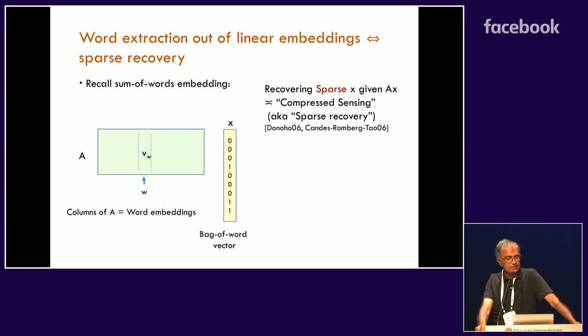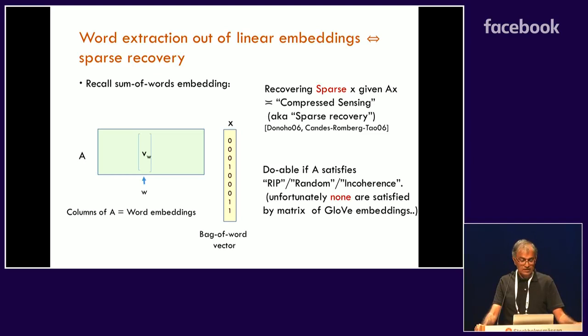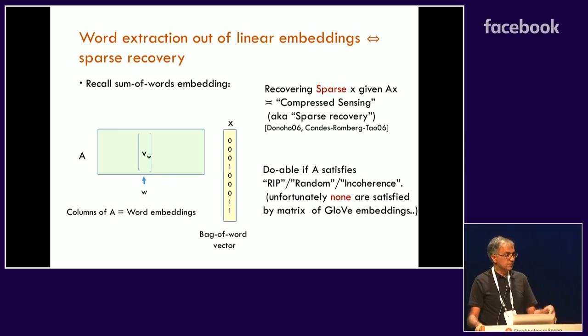Well, this is the famous field of compressed sensing, or sparse recovery, which is very well known in theory, where you're given, for some matrix A, the product A times x, where x is a sparse vector. It's sparse because it has 100,000 coordinates, and it's a vector for a short paragraph, say 100 words. So x is sparse, you're given A times x, and you're trying to recover x. Compressed sensing is doable according to this theory if A satisfies RIP, restricted isometry, incoherence, various properties, basically saying that A is a random matrix, intuitively.